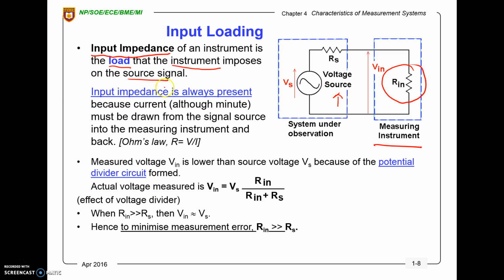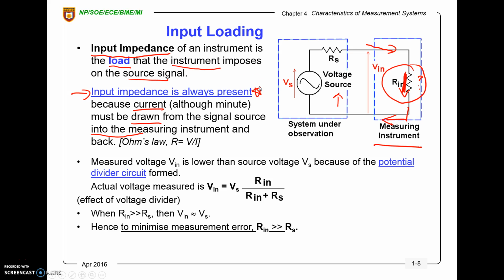So it's always present because the current drawn has to be drawn into the measuring system. And then back. So the current will have to go through here. It has to go through this resistor in order to get some voltages, so that you can get a measurement here. So it is always present. So this is very important.